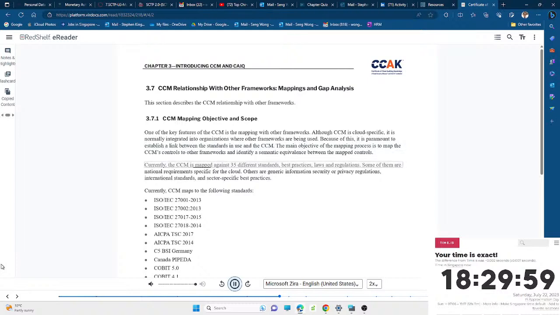Currently, the CCM is mapped against 35 different standards, best practices, laws, and regulations. Some of them are national requirements specific for the cloud. Others are generic information security or privacy regulations, international standards, and sector-specific best practices.